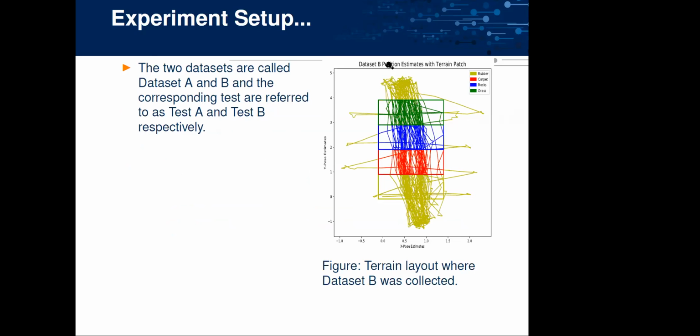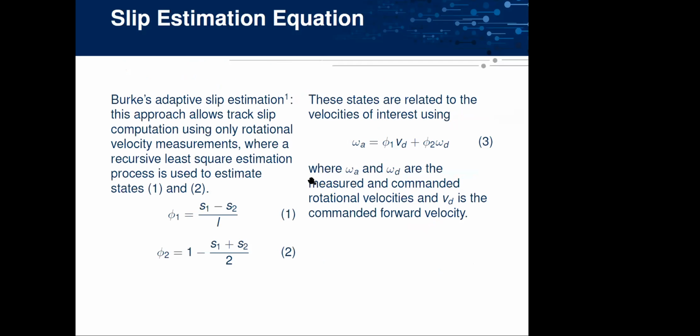Earlier on, I showed another picture that looks like this, which showed the first data set, which I call the data set A setup. And then this picture on the side shows the data set B terrain laid out. So from this side, the carpet is below, and then we have the rocks, and then we have the grass, and then we have the rubber mats. So this is a different setup. So data was collected on two different setups called dataset A and B for test A and B respectively.